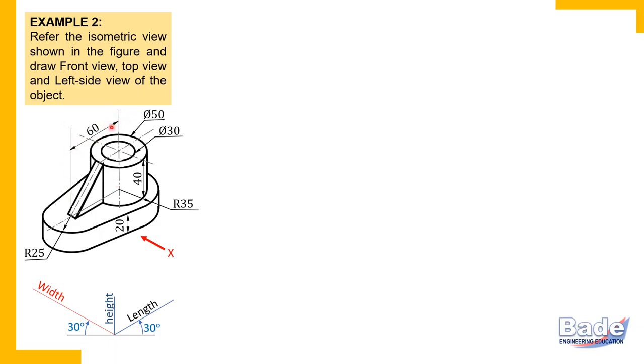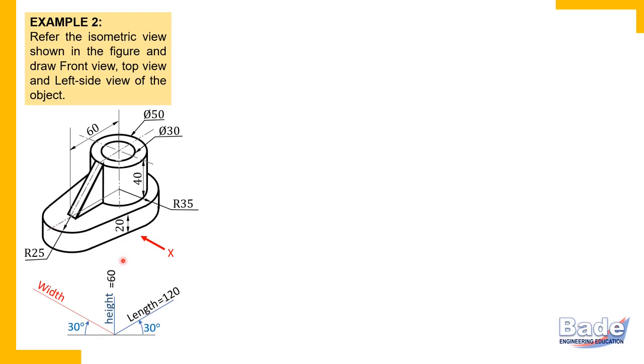So when center to center distance is given, you will have to add a radius. So 60 plus 25 on the left side, and the radius of this curved edge is 35. So on this side 35. So 60 plus 25 plus 35, that is length. Length is 120 millimeters. Height is 20 plus 40, that is 60 millimeters. So length is 120 millimeters, height is 60 millimeters.